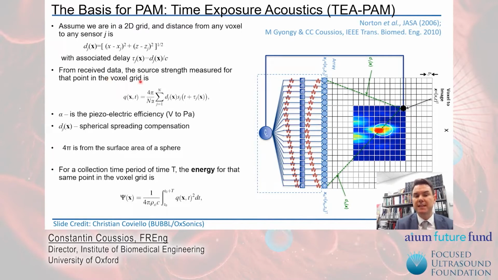From the received data, the source strength is measured for that point in the voxel using the equation shown. And that term includes the piezoelectric efficiency of the sensor and compensation for spherical spreading. And for a collection time period of time t, the energy for that same point in the voxel is given by this equation and enables us to obtain an answer in joules.